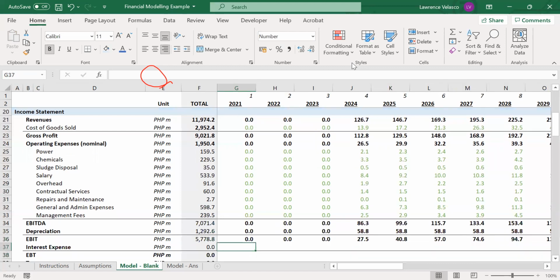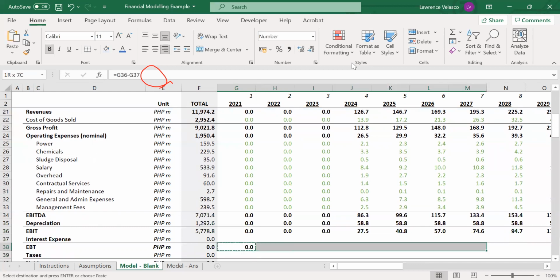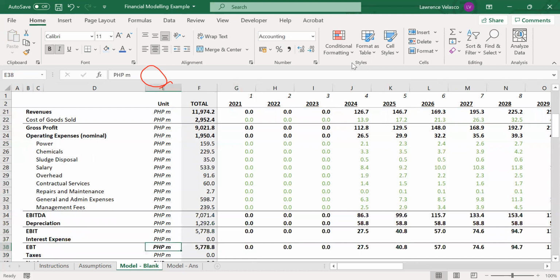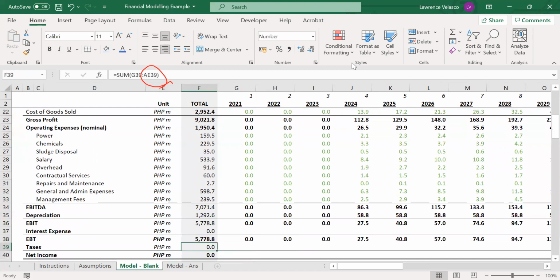How much is interest expense? Mamaya natin kakalculate yan. Okay? Let's assume 0 first. Okay? EBT is EBIT minus interest. Okay, so for now, equal muna sila. Kasi maya pa natin isisingit yung interest expense. Okay? Taxes, we can sort of model that already even though mali pa yung number. Bakit mali pa yung number? Kasi wala pa tayong interest expense. Pero we can start including that in the calculations na.